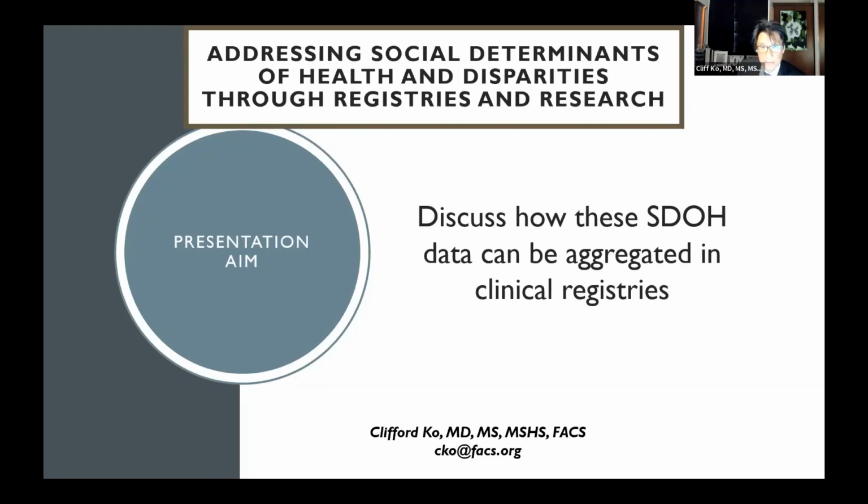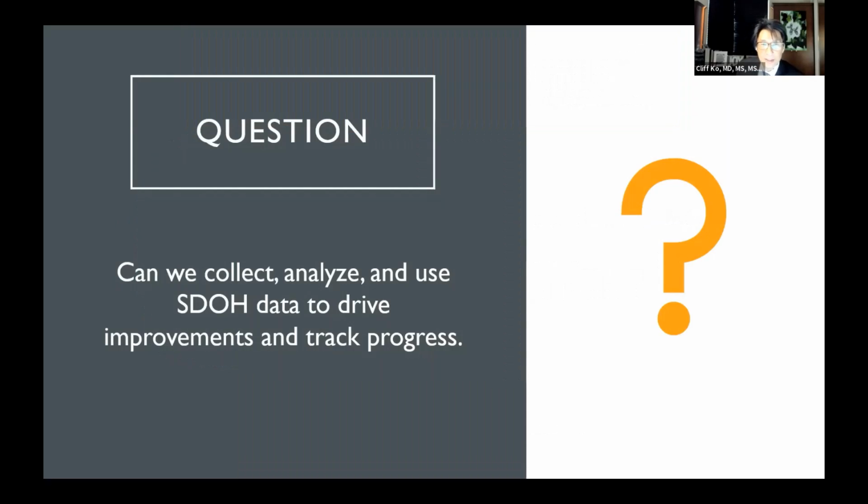So I'm going to try to discuss how we can look at social determinants of health data and whether we get them in our clinical registries or our EHRs, and we're merging them in, or we're collecting them as primary data. How do we collect it, and things to think about in that regard. So let me move forward. May I have the next slide, please? Here's the big question. Can we collect, analyze, and use social determinants of health data to drive improvements and track progress? And I think obviously the answer is yes.